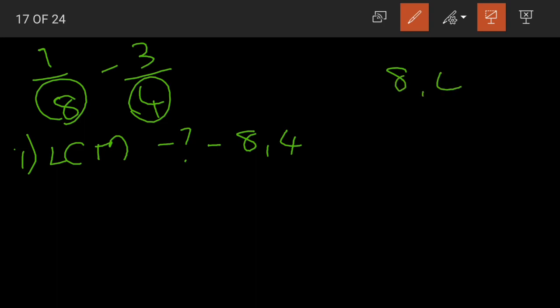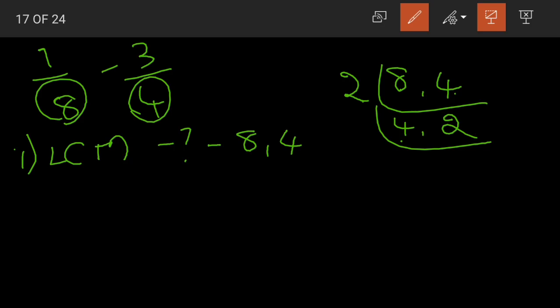Now if we go for LCM, first the prime number is 2. Now 8 and 4 both are divisible by 2. 2 4s are 8, 2 2s are 4. Now again both of these are divisible by the prime number 2. 2 2s are 4 and 2 1s are 2. And then again here 2 is divisible by 2. 2 1s are 2 and 2 1s are 2.